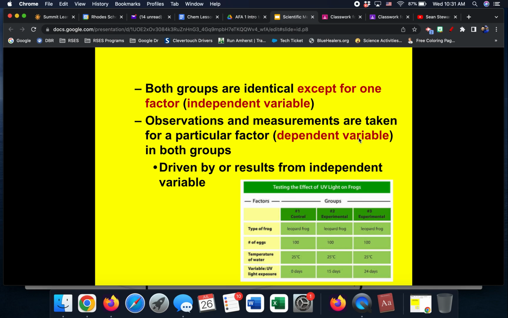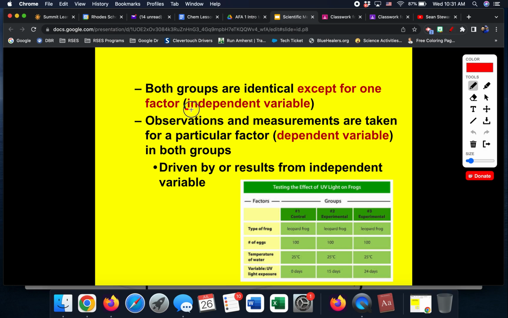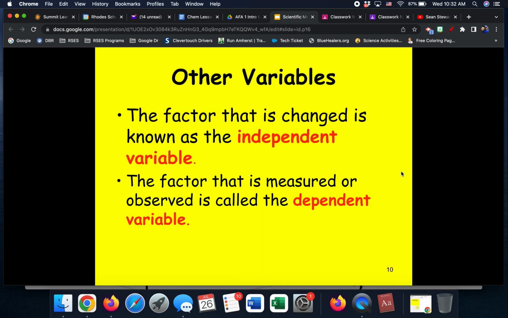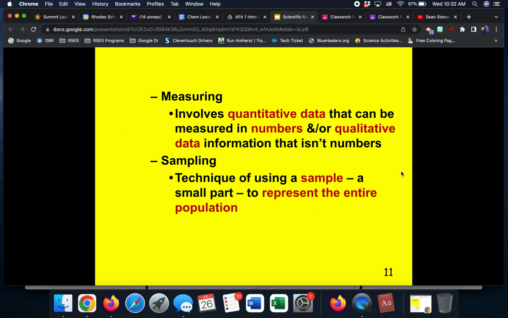So in your experiment, your two groups are exactly the same, except for one factor. And that one factor is the independent variable. Notice it starts with I. If you're doing the experiment, pretend it's the thing that you change. So I change it, then it's the independent variable. The other one, the dependent variable in an experiment, is either what's being measured or tested for, or it's the thing that changes on its own as a result of that independent variable. We'll practice a lot with that. So the factor that you change is called the independent variable. What you're testing for or measuring is the dependent variable.